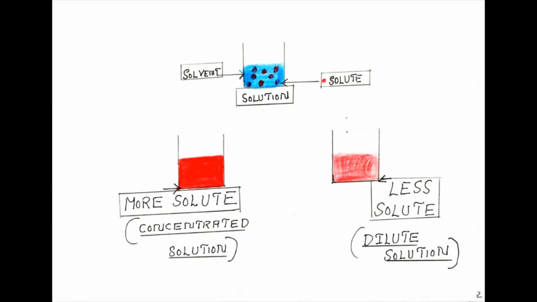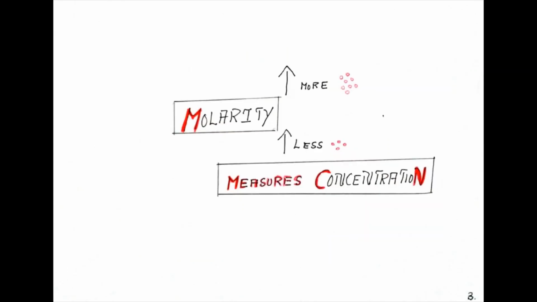Here you can see the concentrated solution and the diluted solution. Concentrated means more solute. If you add more solute, then the solution becomes concentrated. And observe the last picture. If you add less solute, then the solution becomes diluted. So molarity plays with these two terms only, that is concentrated and dilute solution. So molarity measures concentration of solute. You can add more solute or less solute.